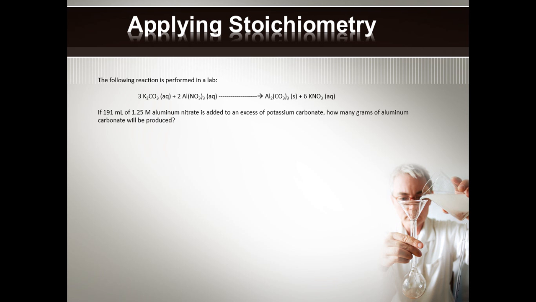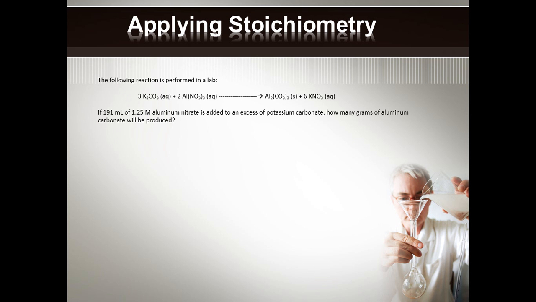Okay, so let's talk about a little stoichiometry. I know that's your favorite subject here. And let's look at an example dealing with solutions. None of the stuff I'm going to go over with this part is anything new, okay? So we've got the following reaction. It says the following reaction is performed in a lab. And we've got potassium carbonate and aluminum nitrate, and we're going to get aluminum carbonate and potassium nitrate.